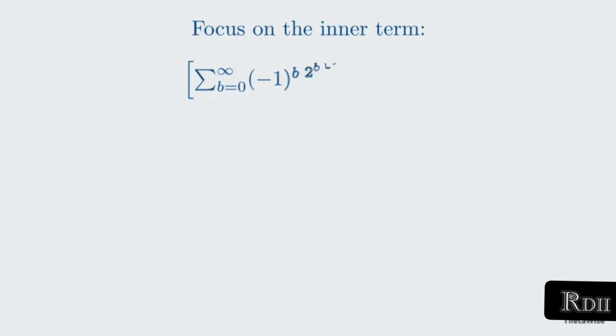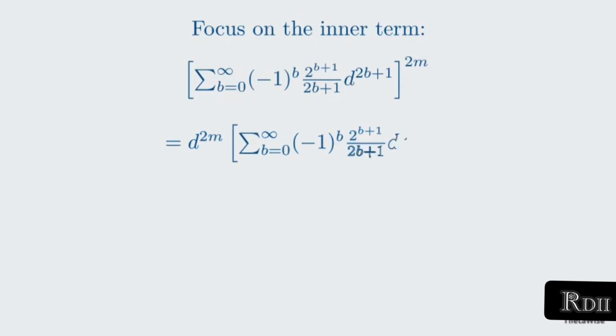Let's focus on simplifying the inner summation. Notice that the entire inner sum is being raised to the power of 2m. Here's the inner term we need to simplify. We can factor out a power of d from the entire expression. To do this, we can pull out one factor of d to get d to the power of 2m. Then we are left with a new inner sum where each term contains d to the power of 2b.